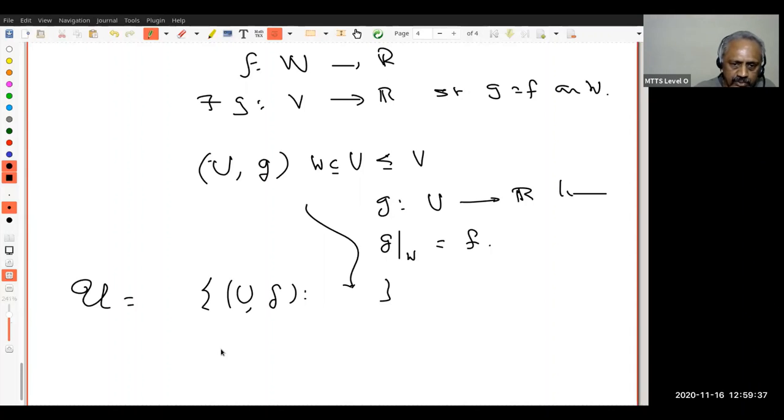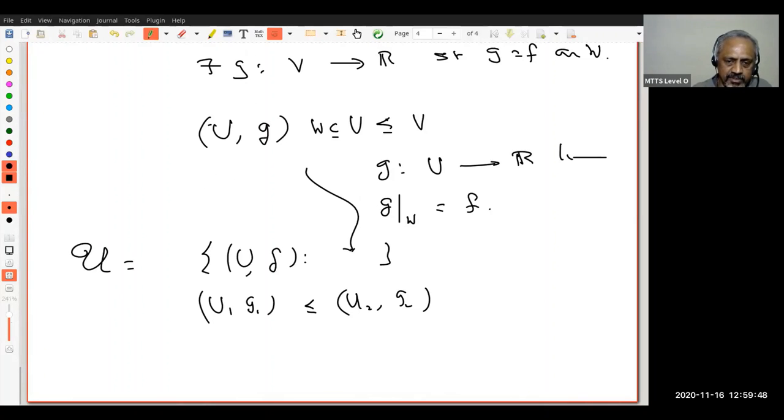Now suppose you are given (U1, G1) and (U2, G2). I want to introduce a partial order. What is a very natural partial order you can think of? With respect to the first coordinate, it is very easy. So I would say (U1, G1) is less than or equal to (U2, G2) if and only if U1 is contained in U2, that is U1 is less than or equal to U2 with the inclusion partial order.